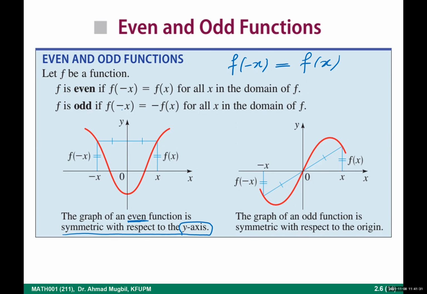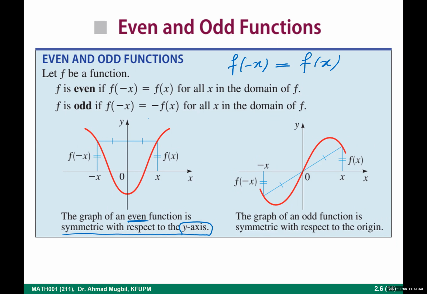If you replace x by negative x, and you didn't obtain the original function, you obtained the original function but multiplied by what? By negative. This means that all the signs have been changed. In this case, the function is what? Odd. It is symmetric about the origin.